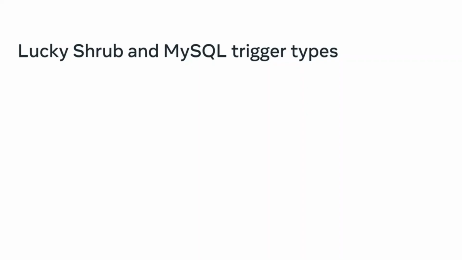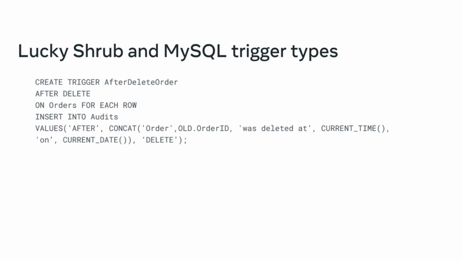The company also needs to create a log that captures the date and time an order record is deleted from the orders table. They can use an after delete trigger for this task. After a record is deleted, the trigger inserts a record in the log with the date and time.